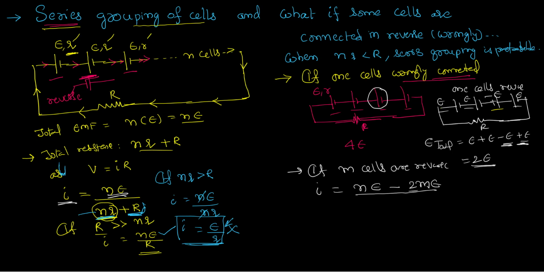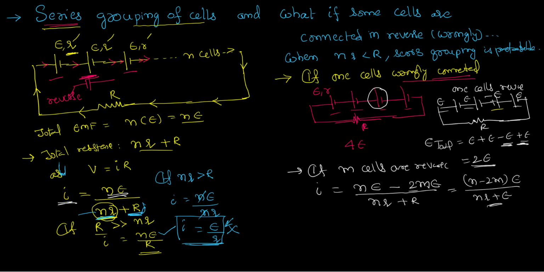But the resistance is not going to vary whether you connect it wrongly or rightly. Resistance always adds up. So this will be the formula when you connect M cells wrongly: I equals (N minus 2M)E divided by the total resistance, where M cells are connected wrongly and N is the total number of cells. This is the total current in the circuit. This is how we have to calculate if one cell is connected wrongly or in reverse.